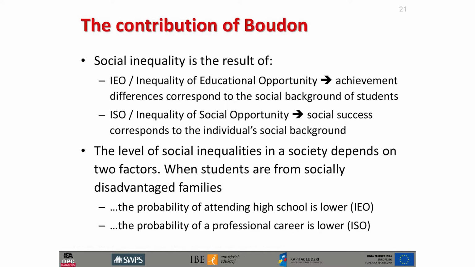So this means basically that a school system can try to improve the learning for disadvantaged children, and it can aim at providing equal opportunities. Nevertheless, we have this other component, the inequality of social opportunity, and when the entire society and the market are not going in the same direction, then the effect probably will not be very high. So when the students are from socially disadvantaged families, the probability of attending high school is lower, but also the probability of a professional career is lower.